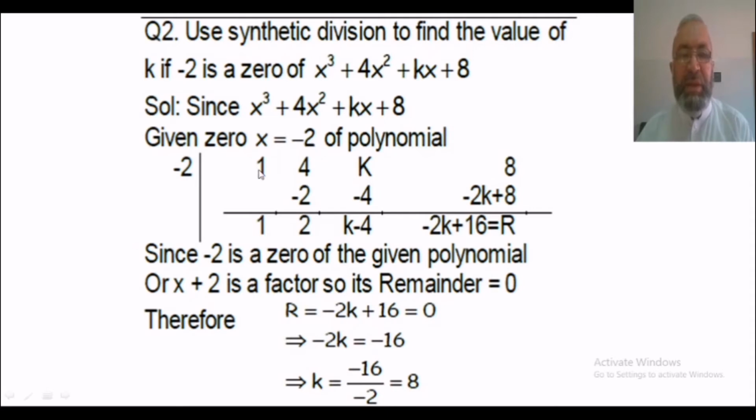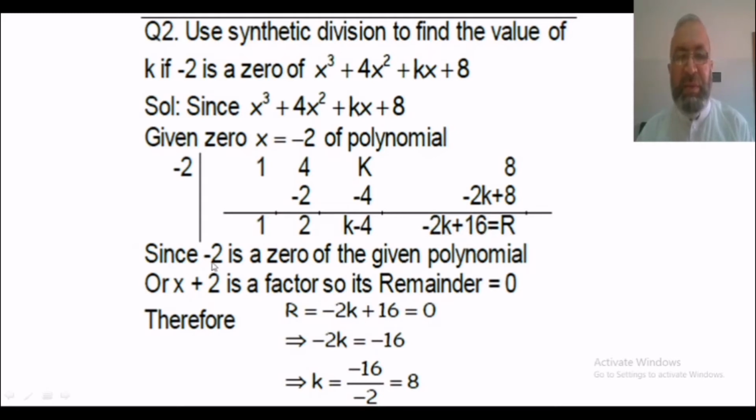So first, by the same method, drop down 1, and multiply it by the divisor: −2 into 1 is −2. Adding to the next coefficient 4, −2 plus 4 is 2. 2 multiplied by −2 is −4, adding to the next coefficient, that becomes k − 4. k − 4 multiplied by −2 becomes −2k + 8, adding to the next coefficient 8, that becomes −2k + 16, and the last term is the remainder. Therefore the remainder is −2k + 16.